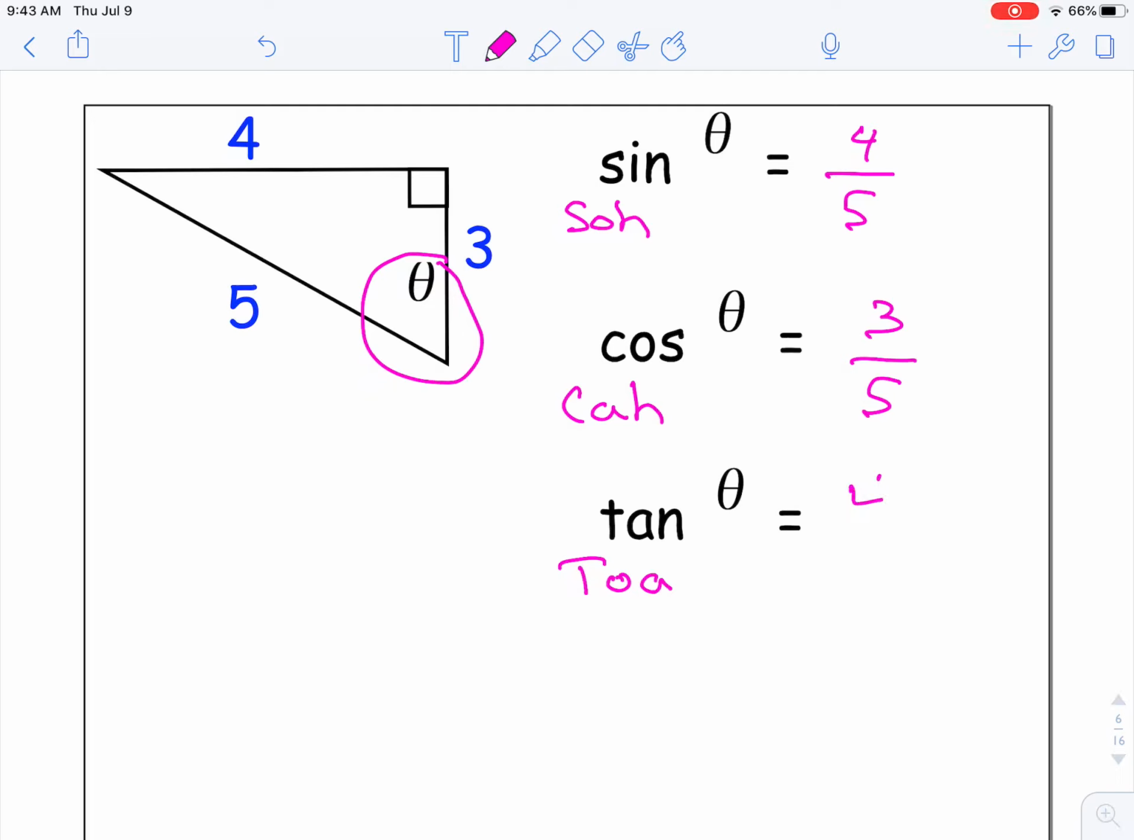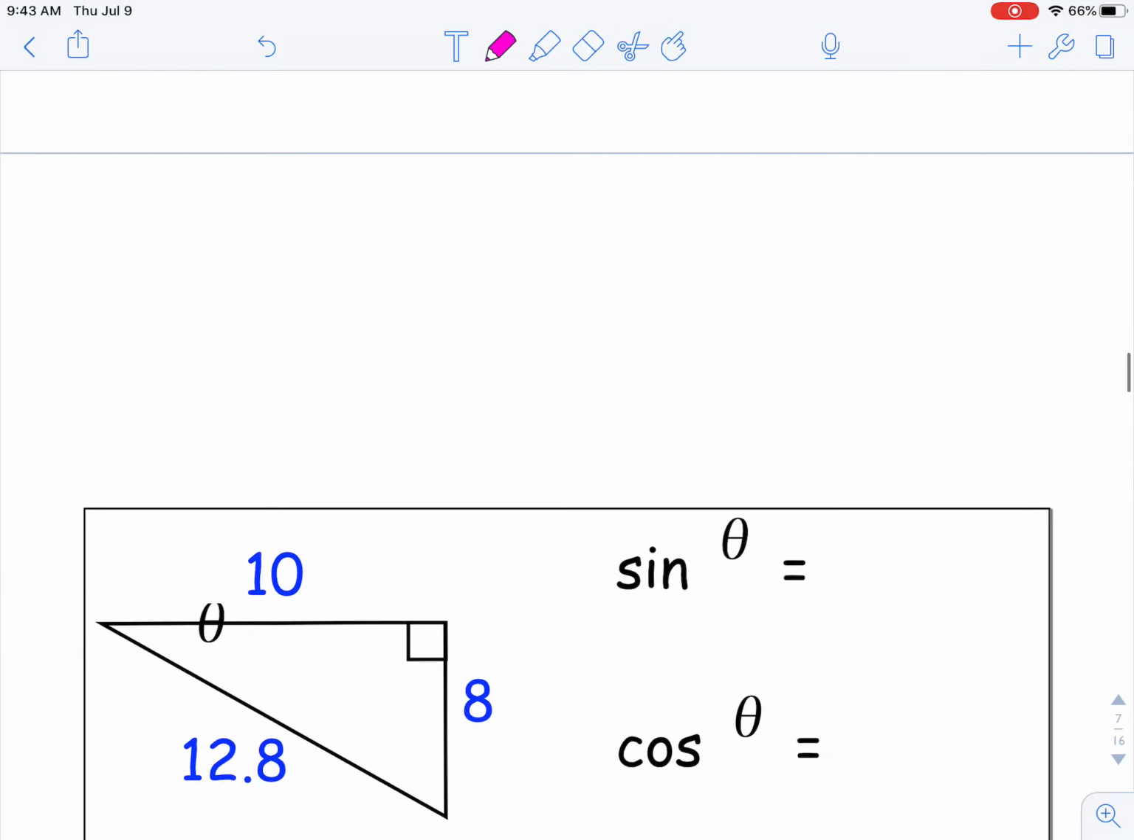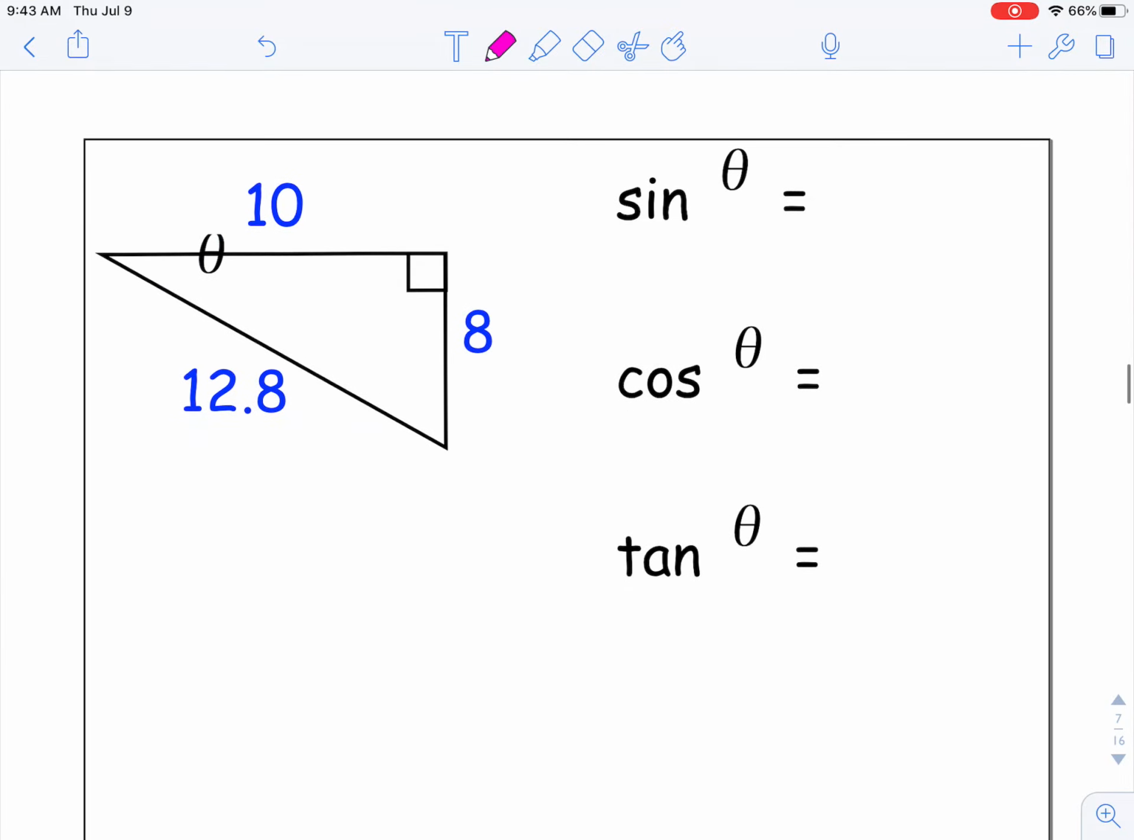So if you did this correctly, these would be your ratios for this angle. Again, this is our opposite side, this is our hypotenuse, and this is our adjacent side to this angle that we're referencing. And so those should be your ratios.